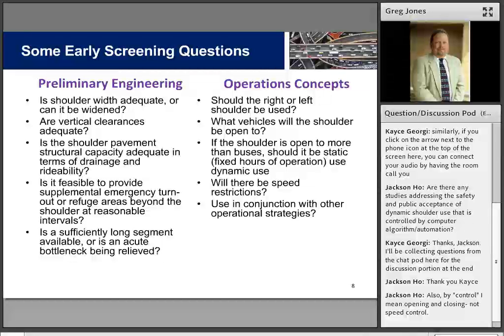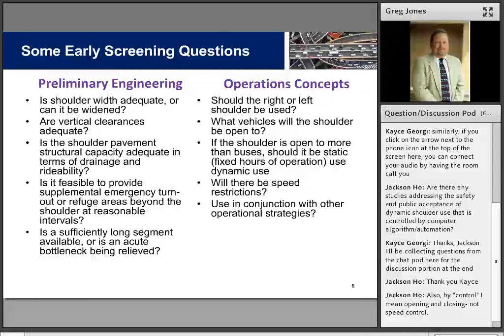You would look at what vehicles the shoulder is going to be open to and how that factors into, again, the right or the left usage. Is the shoulder going to be open to more than just buses? And if so, is it going to have a static operation or dynamic operation?